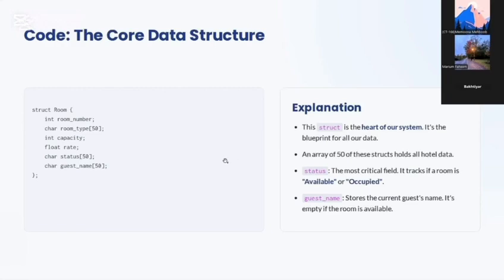Status, the most crucial field, tracks if a room is available or occupied. We have defined the status because we just want to show that either our room will be available or it will be occupied. So status will help us to mention it. And lastly, we had used the guest name, which stores the current guest name. It's empty if the room is available.